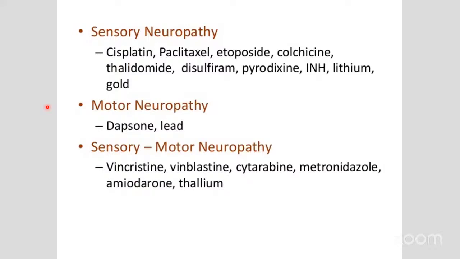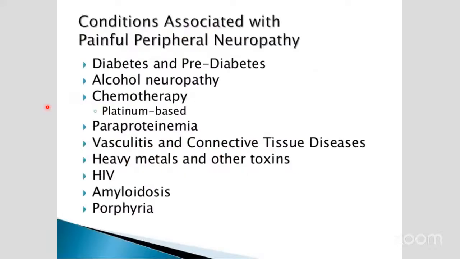Similarly, chemotherapeutic agents, thalidomide, disulfiram, and pyridoxine may cause a sensory neuropathy. Dapsone and lead may cause a motor neuropathy. And vincristine, vinblastine, cytarabine, metronidazole, and amiodarone can cause a mixed type of neuropathy. Neuropathies with characteristic painful polyneuropathies: diabetes, pre-diabetes, alcohol, chemotherapy, paraproteinemia, vasculitis and connective tissue diseases, heavy metals and other toxins, HIV, amyloidosis, and porphyria.